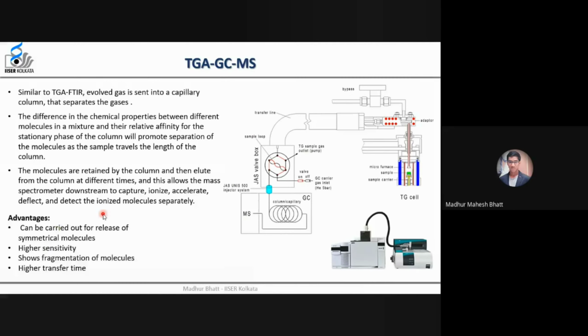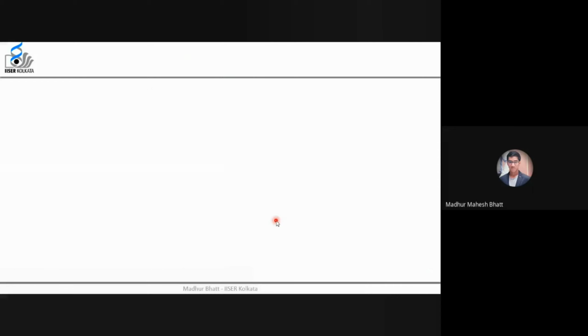What are the advantages of this? It can be carried out for symmetrical molecules. Remember, FTIR couldn't be carried out for that. And it's highly sensitive. It shows fragmentation of molecules. That's how the MS works. And there is a high transfer time. The disadvantage is that it does not show isomerism, it cannot show functional groups, and it is a bit costly and more time consuming, as it takes time to separate out the gases in the column.